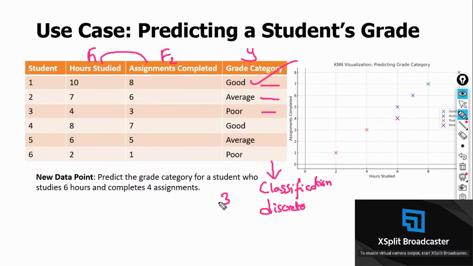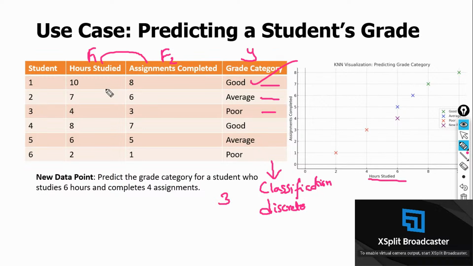Three classes. Okay, good, average, poor. Right. Now, what I'm doing is I take this data as it is. On the x-axis, I'm plotting hours, the first feature, and on the y-axis, I'm taking the second feature, assignments completed. For better understanding, I'm taking this, friends.